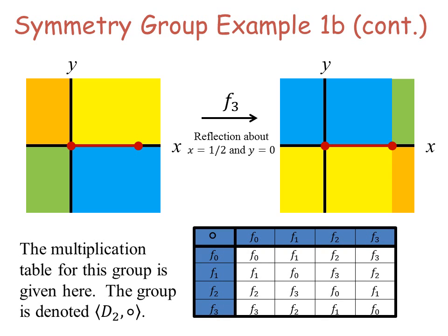This symmetry group is denoted D2 and has this multiplication table. Notice that, for example, f2 composed with itself, that is, f2 composed with f2, is the identity. This makes geometric sense, since reflecting the plane about the x-axis twice puts it back into its original position. In fact, each of the elements of this group is its own inverse.